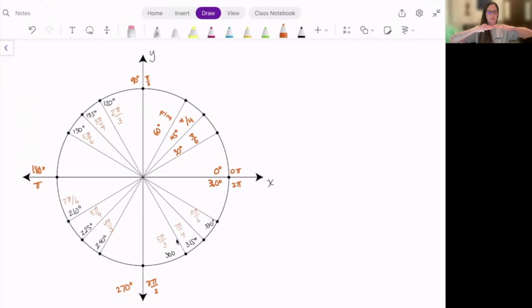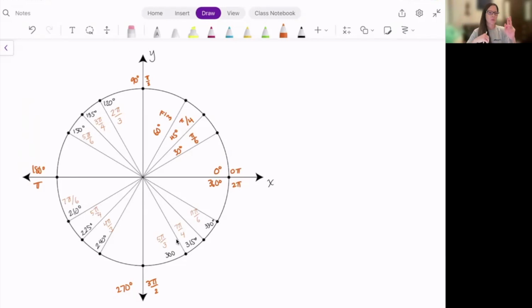Notice that if you're looking at the x-axis, the angles that are directly above and directly below all have a denominator of 6. There's pi over 6, 5 pi over 6, 7 pi over 6, and 11 pi over 6. If you look at the y-axis, all of the angles that are directly next to the y-axis have a denominator of 3. You've got pi over 3, 2 pi over 3, 4 pi over 3, and 5 pi over 3. And the angles that are in between the 30 and the 60, the 45s, have a denominator of 4.